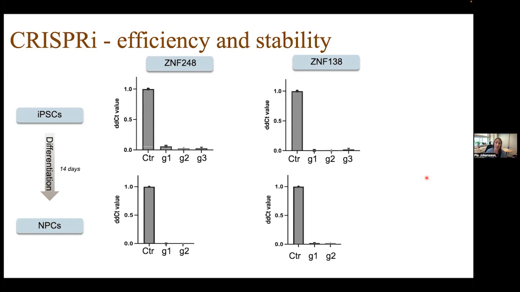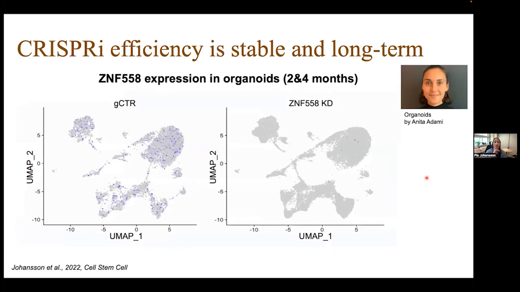Also, once you turn them into NPCs, the knockdown is still there. It is even so stable that we took the IPCs and also turned them into organoids, so cerebral organoids. And even after 4 months, we could see that the knockdown was still very, very efficient. So these are control cells. These are the ones that have a guide of some sort. And you can see that there is almost no expression of 558 here.